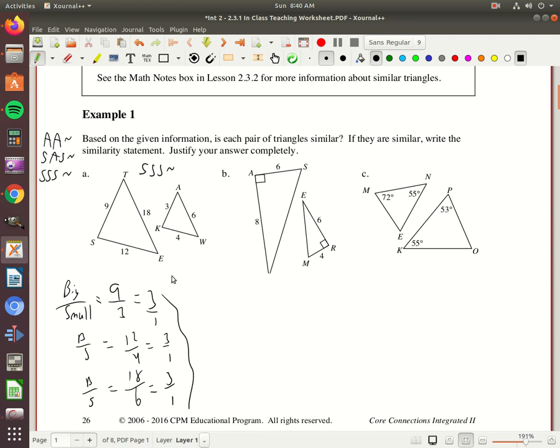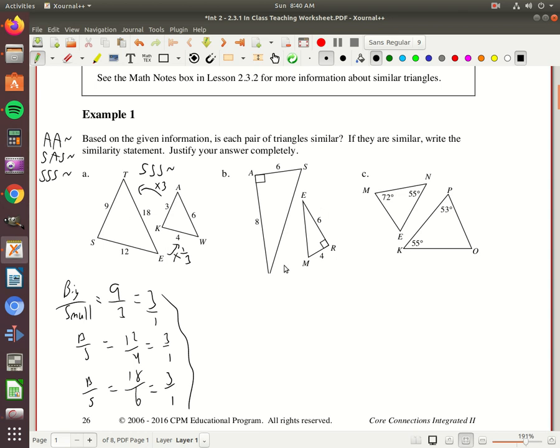Now, I think most people would probably look at this and say, it's way easier. I know that 6 times 3 is 18, so I just did 4 times 3 is 12, and 3 times 3 is 9, and that's not wrong. The scale factor in this direction is times 3, right? However, the scale factor in this direction is times 1/3. So just make sure we understand the difference between going from big to small and small to big.